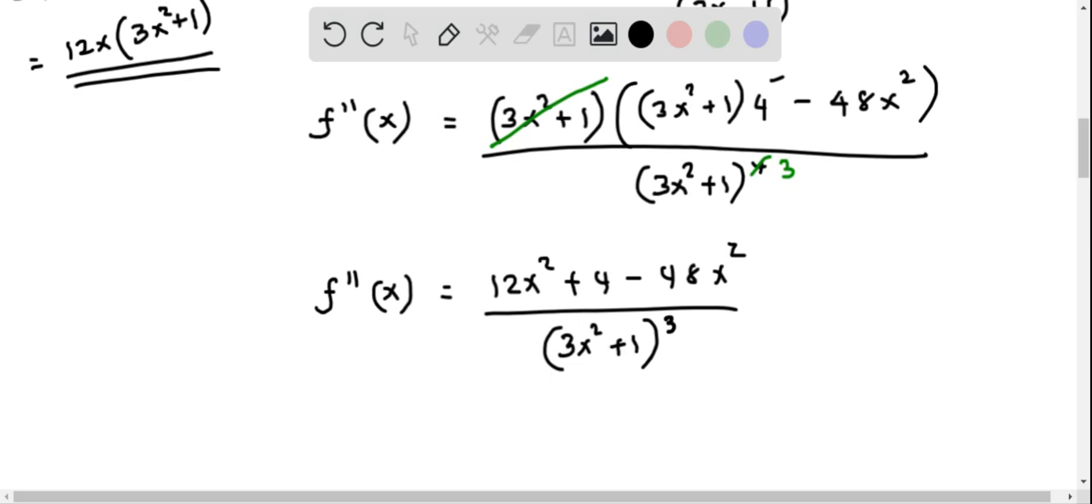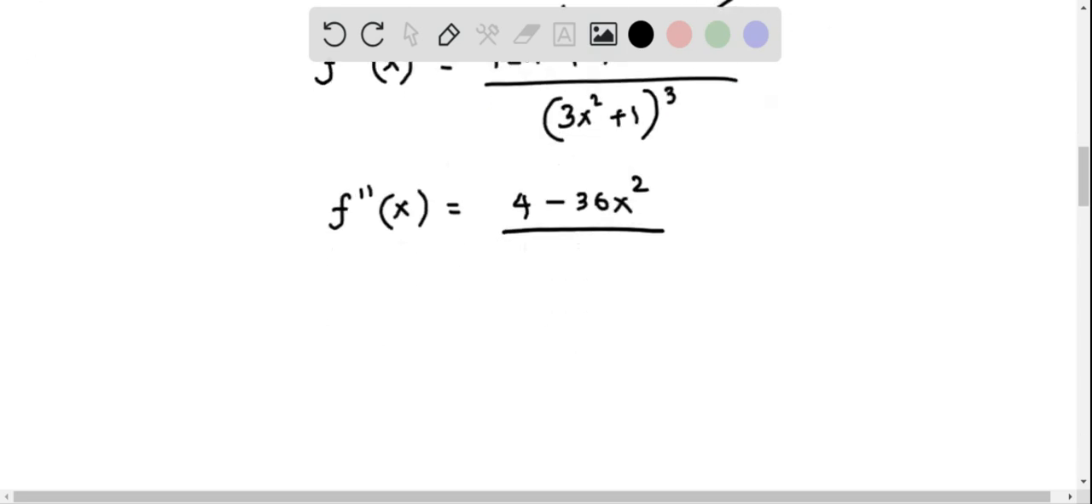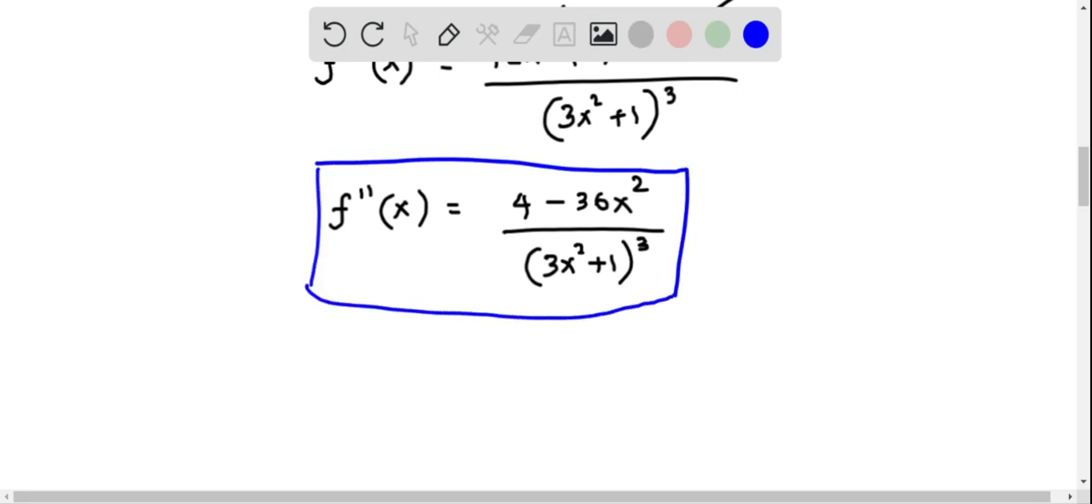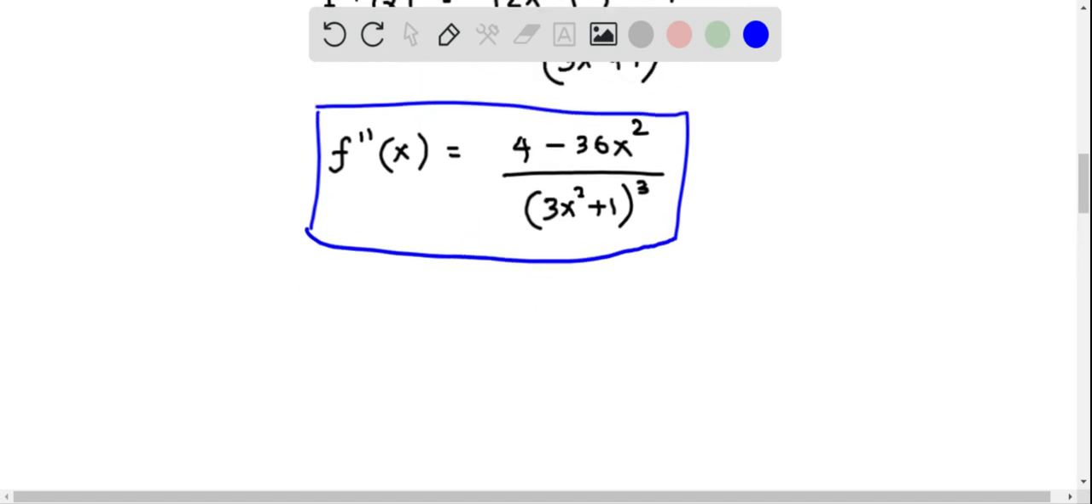We can simplify this. So here it is f double prime of x, and this equals, I put the 4 first, minus this is 12x squared minus 48x squared is negative 36x squared, and this is divided by 3x squared plus 1 quantity cube. And so this is the second derivative of the function f of x. Now using this, we are going to prepare the sign chart for the second derivative so that we can determine the intervals of concave up and concave down.